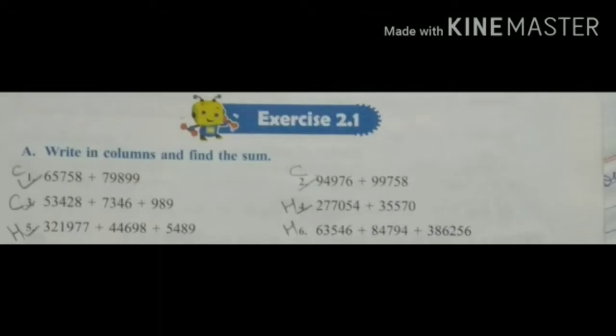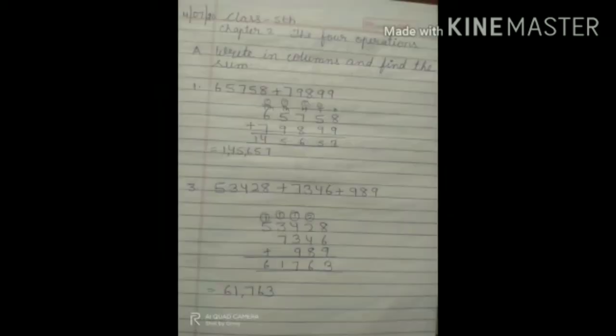Let's start exercise 2.1. Question number A is write in column and find the sum. Means we have to write the numbers in a column and then find the answer. Question numbers 1, 2, 3 you will do in your CW copy, and 4, 5, 6 you will do in your homework copy. Now, question number 1 is 65,758 added to 79,899. So the answer is 1,45,657, and same method for question number 3.